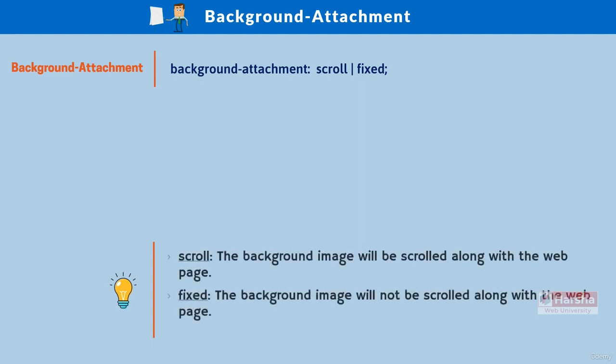The background attachment property has two important possible options, that is scroll and fixed. And scroll is the default. In case of scroll, the background image will be scrolled along with the text when you scroll the page up and down. But in case of fixed, the background image stays stable as it is, meaning it will not be scrolled along with the text when you scroll the page up and down.